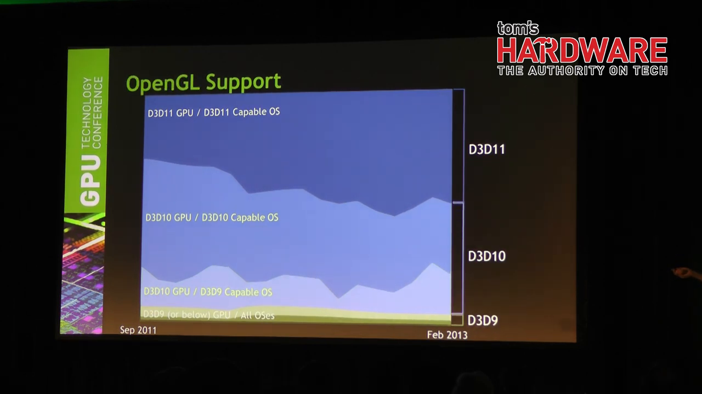Now with OpenGL, the situation's very different. OpenGL begins to pick up all of those users who are on OSs that are only D3D9 capable. We're able to pick them up. And that shrinks that D3D9 segment down to less than 4%. So now it's much easier for you to say, oh, I'm just going to target D3D10 plus. I'm only cutting out 4% of the market, and that's not so egregious.